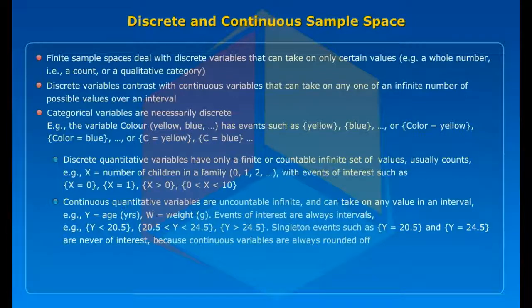Singleton events such as y is equal to 17.5 and y is equal to 21.5 are never of interest because continuous variables are always rounded off. Continuous sample spaces contain an uncountably infinite number of events.